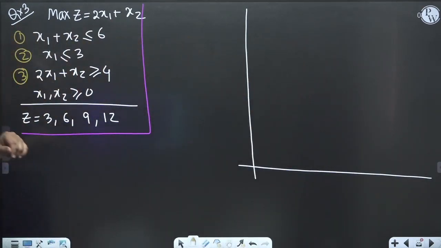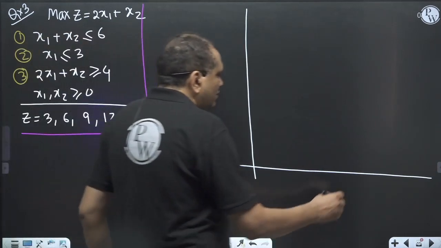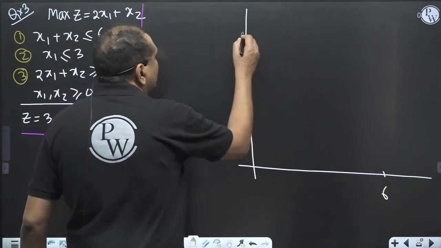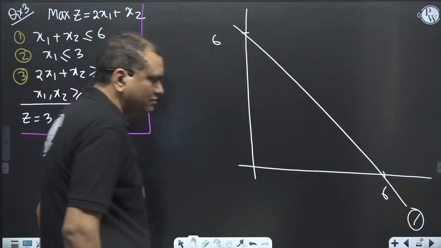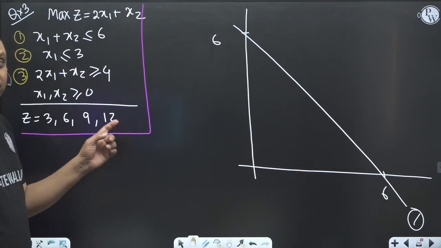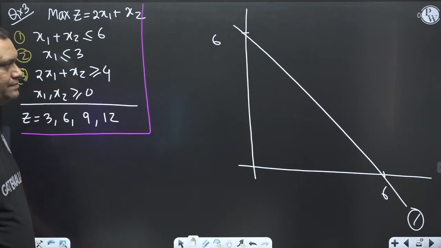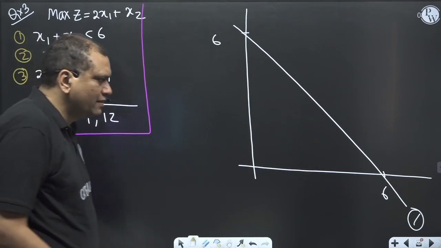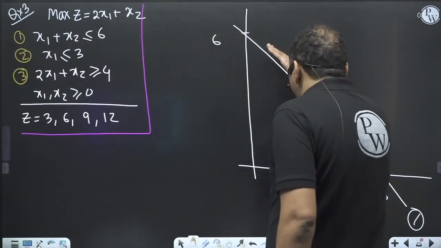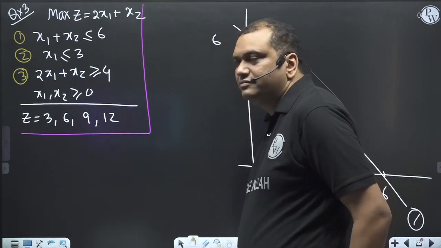Okay, let us draw it. First constraint, x by 6 plus y by 6. Constraint 1. It is a very, very important problem. Very important fundamentals we are going to learn from this. Because it is a less than sign, the region will be towards the origin.